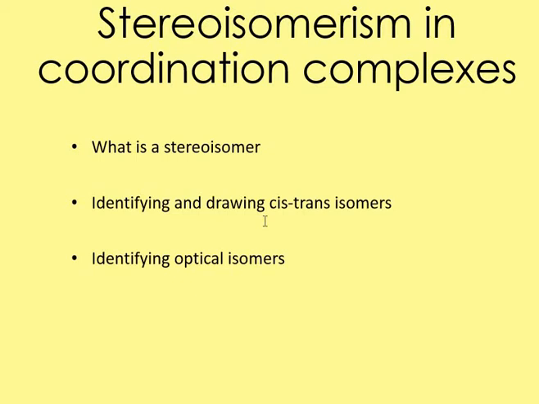And to do that, we're going to find out what a stereoisomer is, remind ourselves of where we've seen that before in organic chemistry. Then we're going to identify and draw cis-trans isomers in transition metal complexes, before finally having a look at how we can identify optical isomers, which is a type of stereoisomer you may have heard of before, but we probably haven't studied. So without any further ado, let's begin.